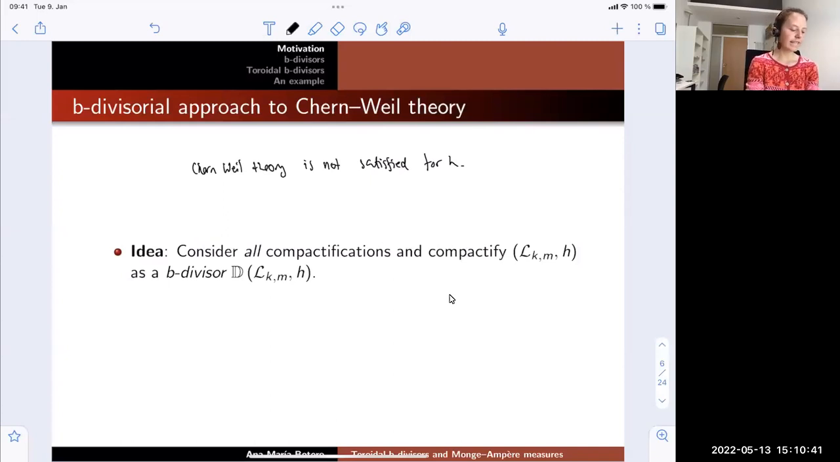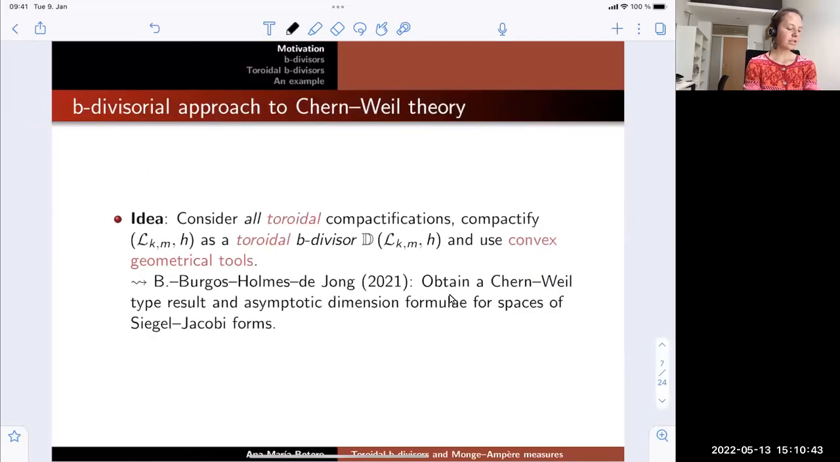And moreover, in this case, it's enough to consider all toroidal compactifications and compactify your line bundle together with a metric as a toroidal b-divisor and use convex geometrical tools. And with this idea, together with Burgos, Holmes, and de Jong, we obtained Chern-Weil type results and asymptotic dimension formulas for spaces of Siegel-Jacobi forms. But about this, Jose will tell you the whole story. So this was the motivation.